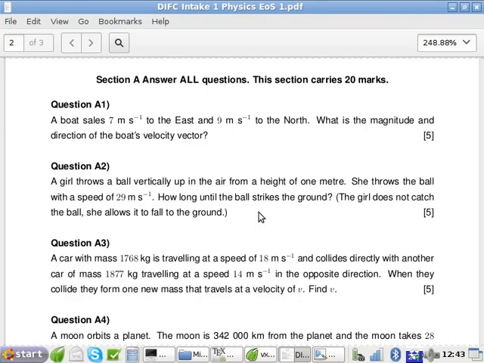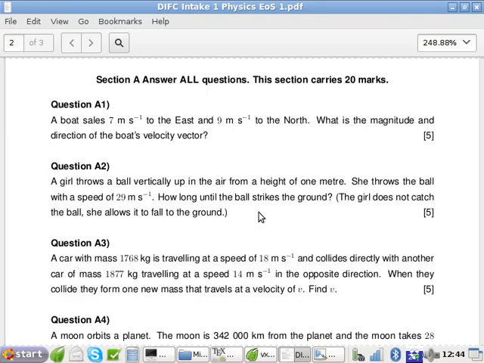Number 3, no problem. These are the 2 cars and they crash and they come together and they move away together. M1U1 plus M2U2. Now please, again, a lot of people made this mistake. They're moving in opposite directions. So that means this one has 18 and this one has -14. A lot of people forgot this. Opposite directions, not same direction.